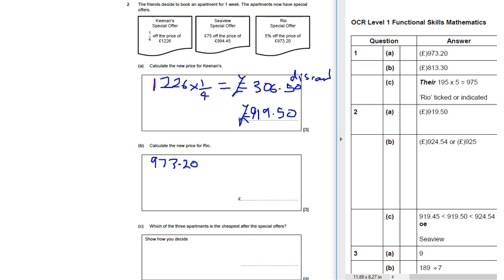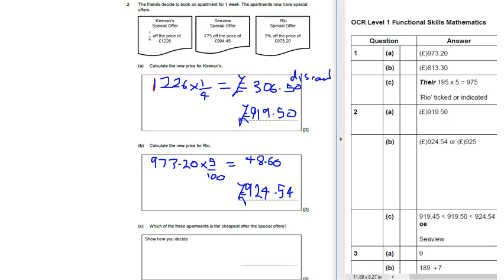What's the new price for Rio? 973.2 times by the 5% is £48.66 off. Take that away from the original, and I've got 924.54.